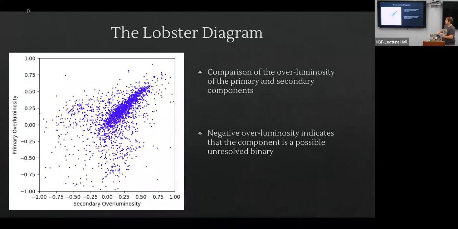And so what you get is the lobster diagram, which is a comparison of the overluminosity of the primary on the y-axis and the secondary on the x-axis. As I was saying, negative overluminosity indicates that the component is a possible unresolved binary. We call it the lobster diagram because you have the body of the lobster, and then you have these two little claws right here. And so what does this all mean?